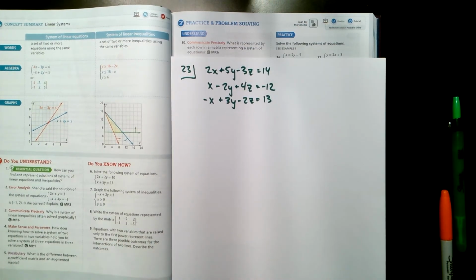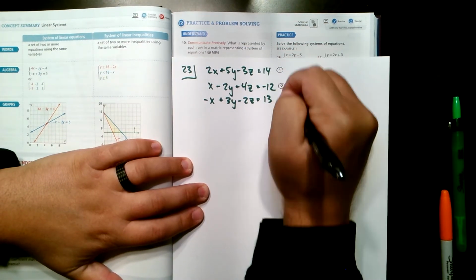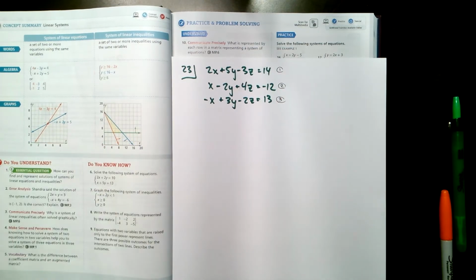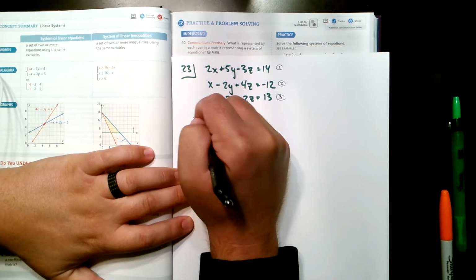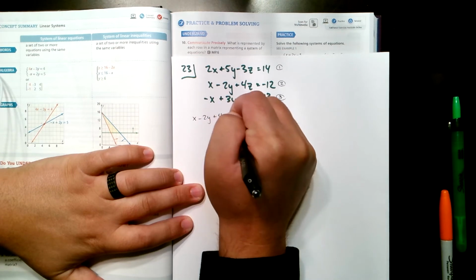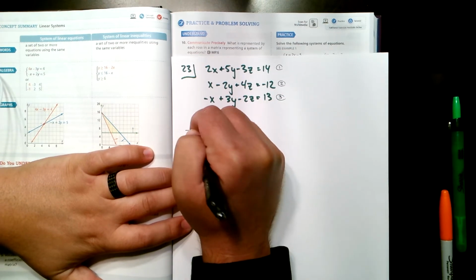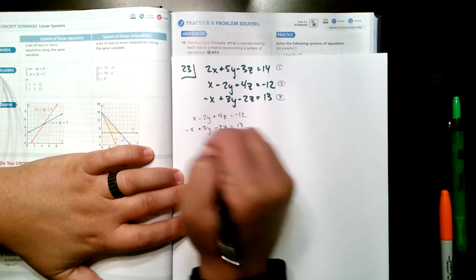Number 23, another example of systems. So let's take a look at this. Looks like if I add the second and the third equation together, this is equation 1, equation 2. I just like doing this so then I'm naming them. If I add equation 2 and 3 together, I think I'm going to be able to cancel out my x's.